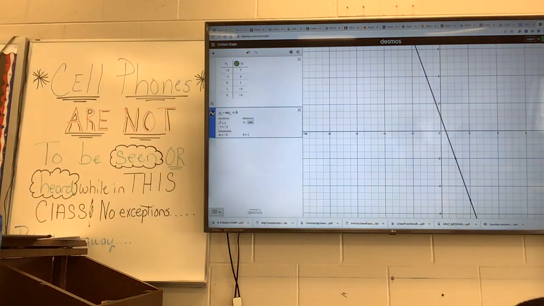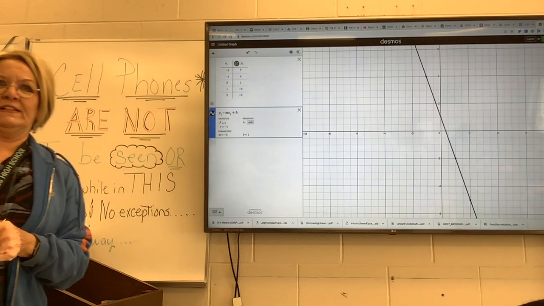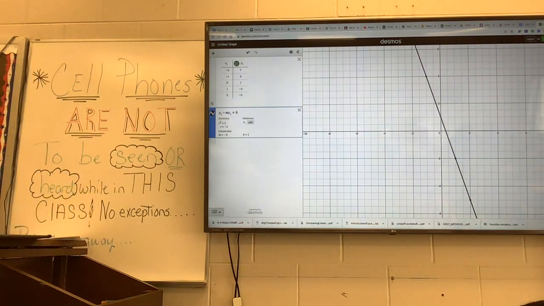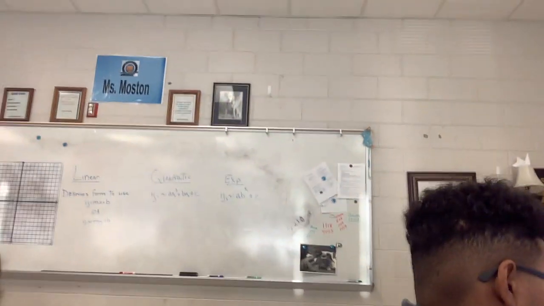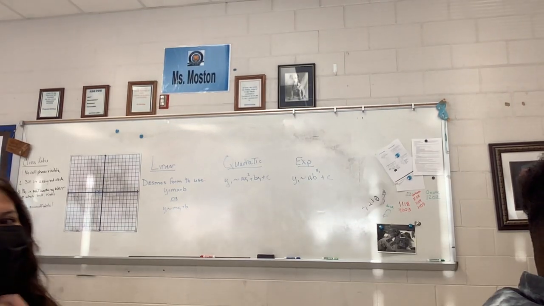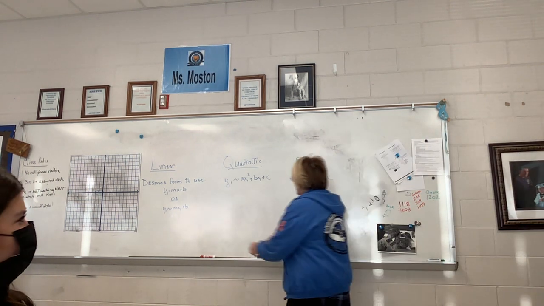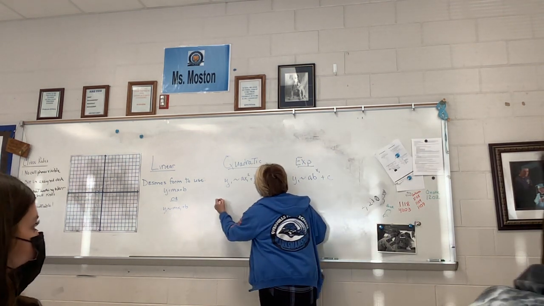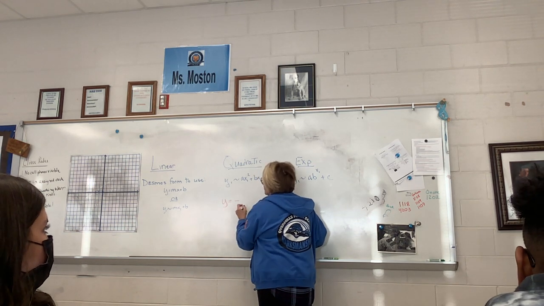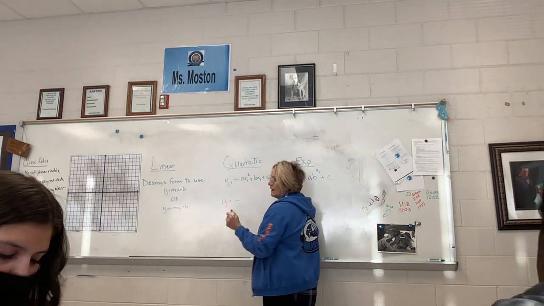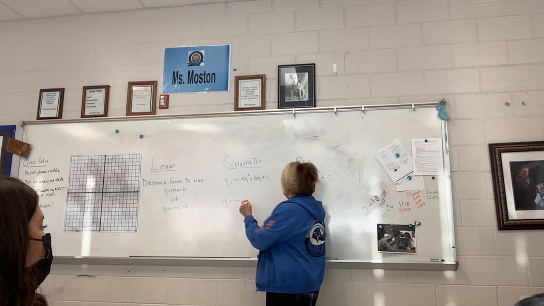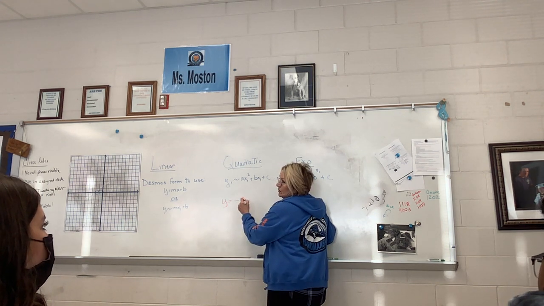We're out to find out what the equation is. Let me change this over so it can see what I'm doing on the board. Okay, now I know what the equation is. I know the equation is y equals, was it negative? What was it? -3. Positive 3 or negative? -3x plus 1.